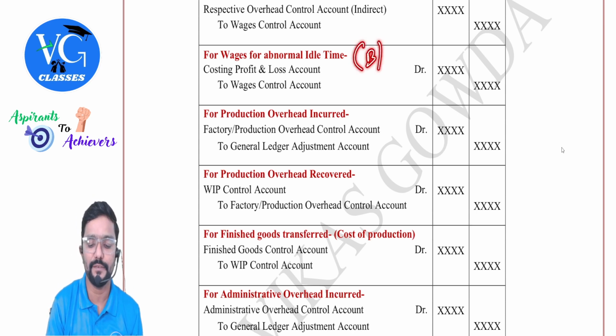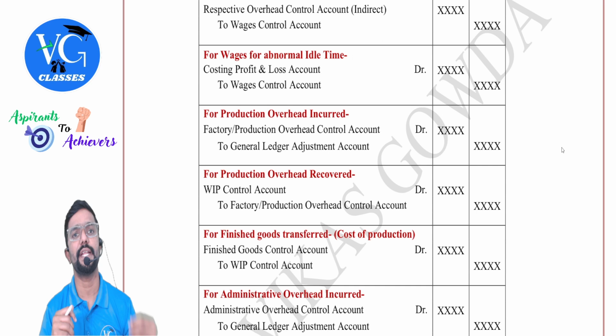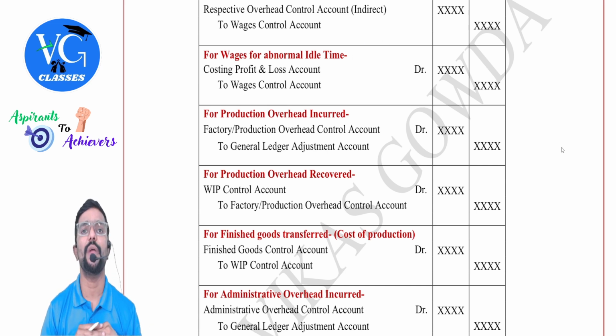Normally, this would be the balancing figure, if at all it is there. Okay, what is the entry? Costing P&L to wages control account.